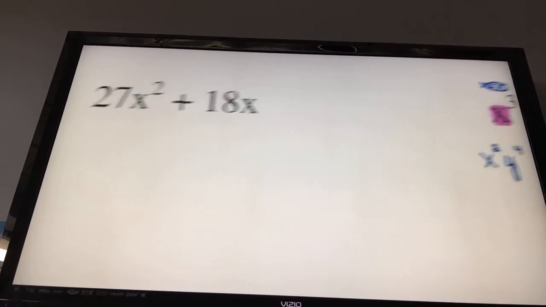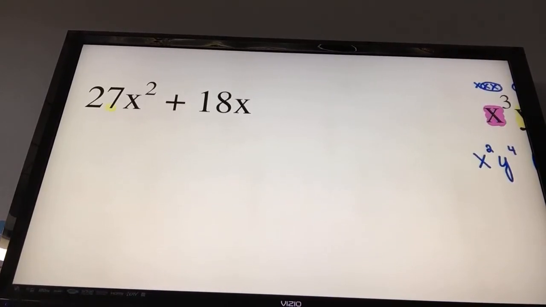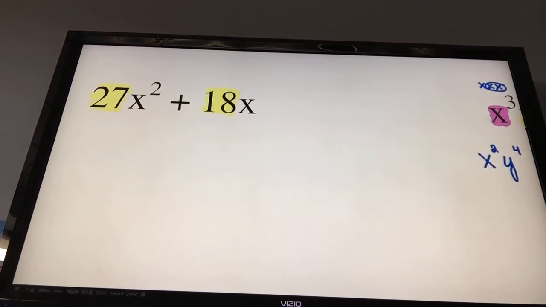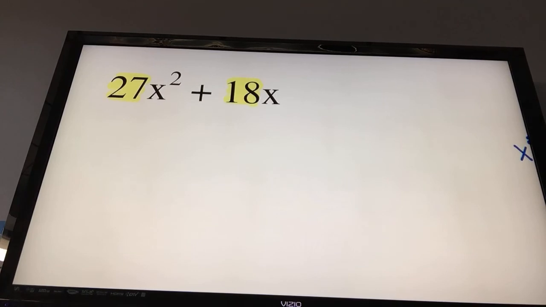Okay, let's look at these 2. This is where it gets a little tricky with the common factor. You gotta be super careful because you wanna make sure you get the biggest common factor. So what is it for 27 and 18? 6? 6 then going to 27? 9. It's 9.